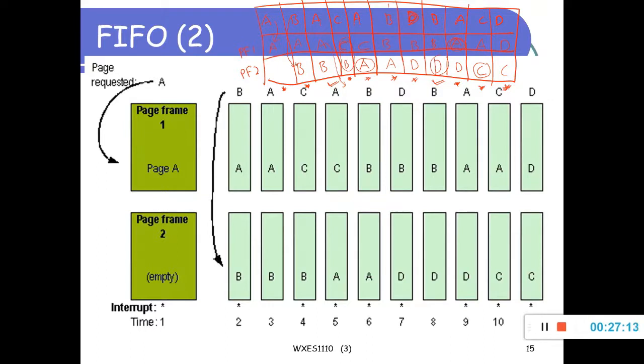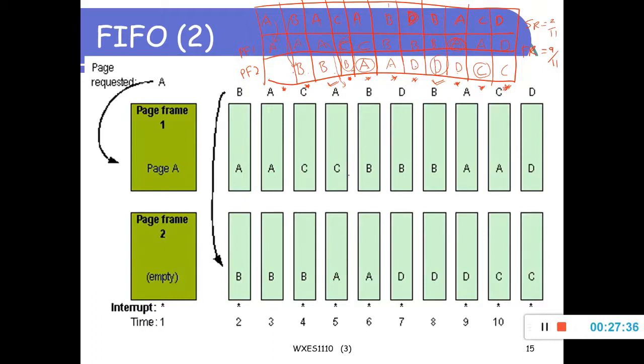So this is the success rate. If you count here 1, 2, 3, 4, 5, 6, 7, 8, 9, 10, 11, the success rate is 2/11, and the failure rate, or page fault, we call it 9/11. All right. Page interrupt.